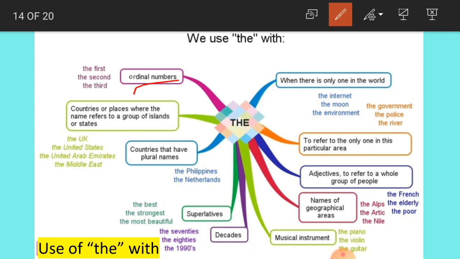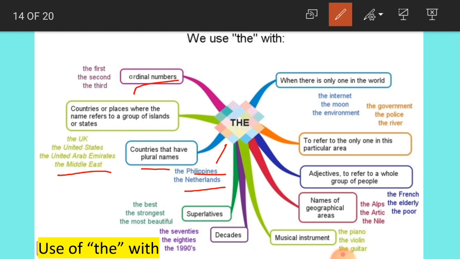And see, the United Arab Emirates, the Middle East, the UK here. Again, countries that have plural names. If a country has a singular name, like India, that is one thing, but plural names like the Philippines, the Netherlands, see here, at the last you are getting an s. That is the plural. So you can address these countries using the definite article: the Philippines, the Netherlands.